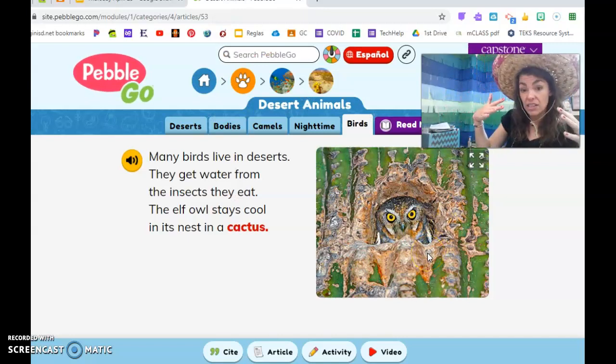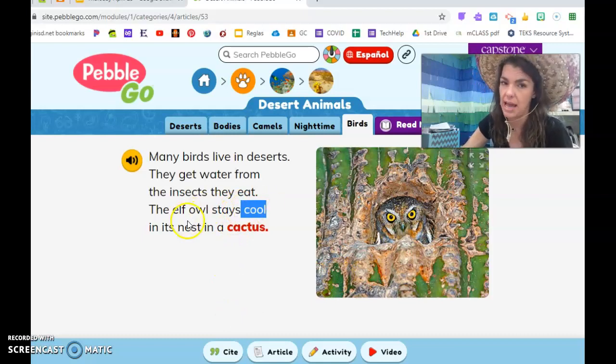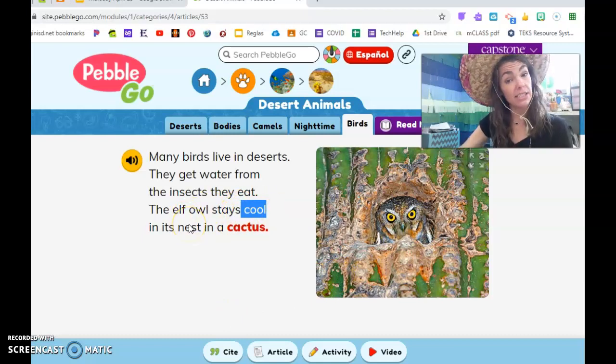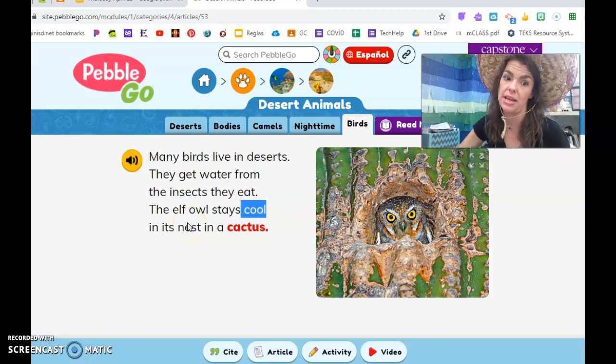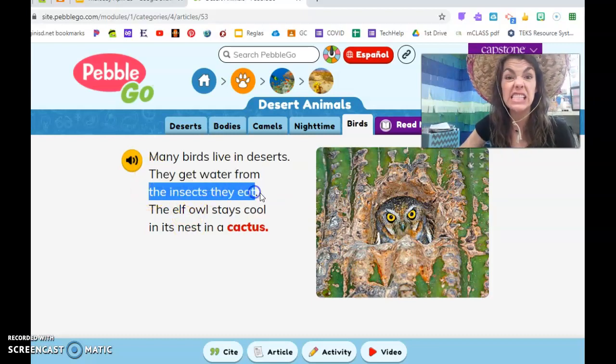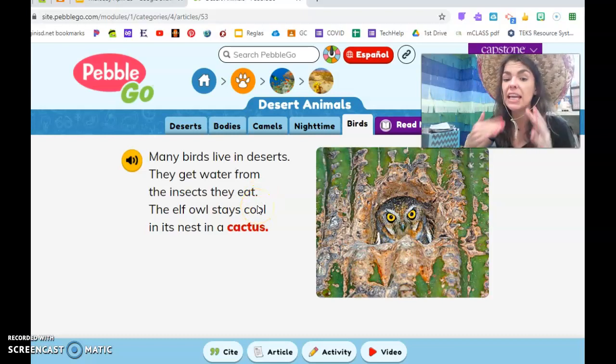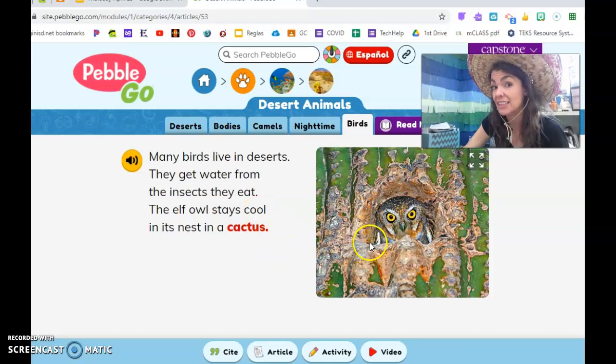He can stay out of the sun. And it's a lot cooler inside the cactus. That's a different kind of nest he's made than other birds that are not in the desert. But he also gets water from the insects that he eats. He's hunting for those insects during the nighttime and getting his water from them too. Or he's hiding in his cactus nest, staying cool until an insect comes out. Let's watch the video.